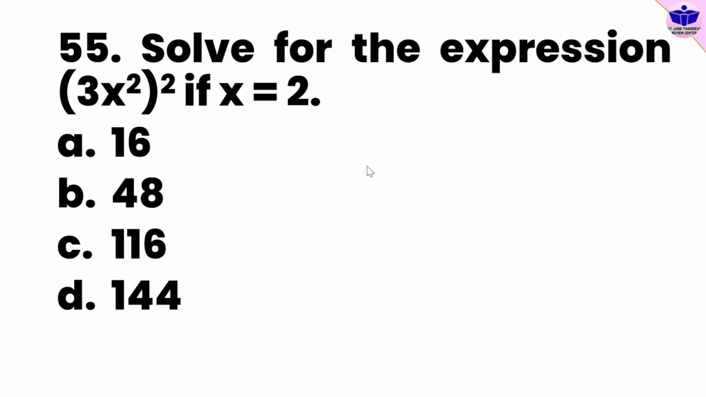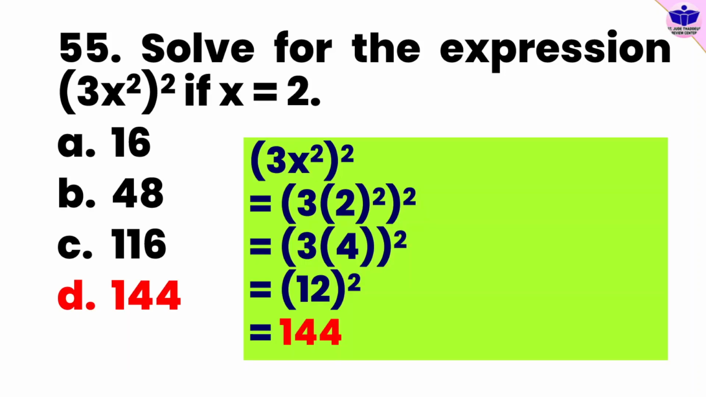Number 54. Solve for the expression 3x squared enclosed by a parenthesis raised to 2 if x is equal to 2. Okay. So kanina para pa rin to kanina, let's just substitute the value for x. A 16, B 48, C 116, or D 144. The answer is letter D 144.